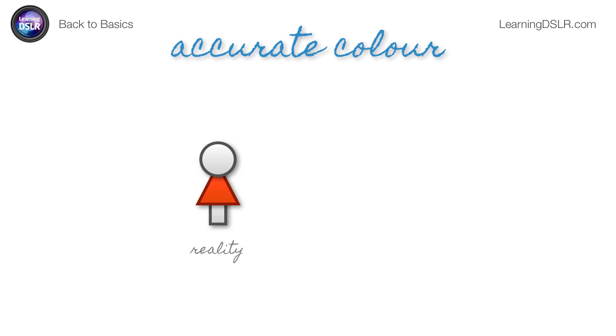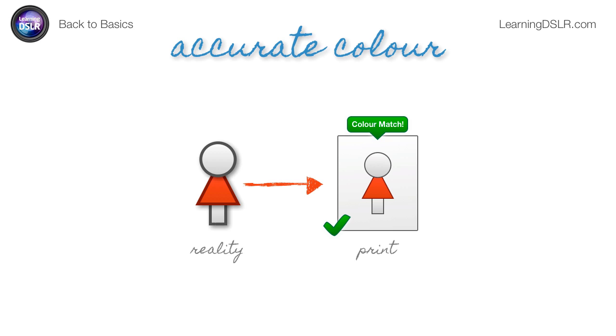Now, first of all, what is accurate color? You've got a subject here in a red dress. A true accurate color would translate all the way to the finished product, and let's say that's a printed photo. Then you're going to want an exact color match. And so getting from reality to that finished product, the output with accurate color, is the ultimate goal, and that's what we're talking about today.